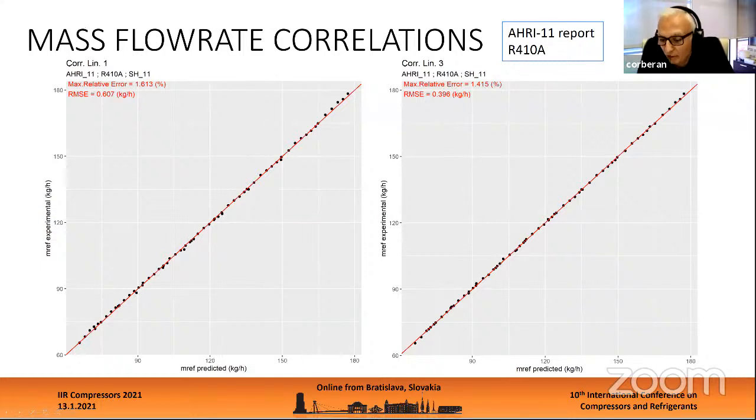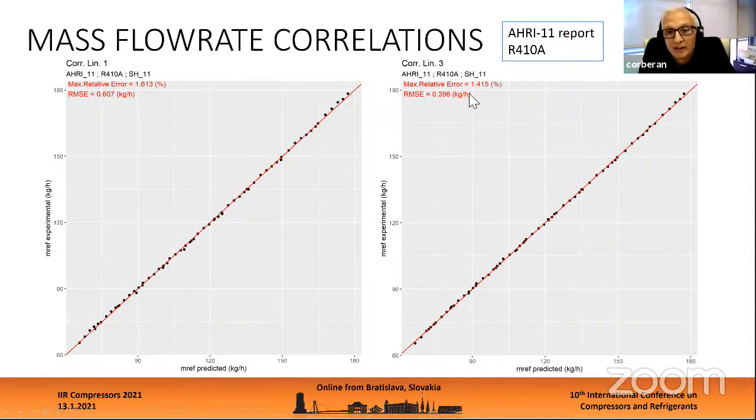You can see here, just as an example of how good the results are, with only 3 coefficients, there are almost 200 points of mass flow rate. And this is the comparison between the experimental mass flow rate and the predicted with this very simple correlation with only 3 terms. You can see the maximum relative error is 1.6, and this is always at very low mass flow rates. And the RMS is very low. You can see that even in this case it is 0.6 kilograms per hour, when we are talking about a compressor with more or less 120 kilograms per hour. So it is really impressive that only with 3 coefficients we are able to characterize this very well.